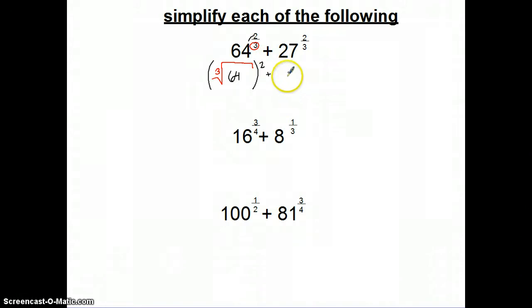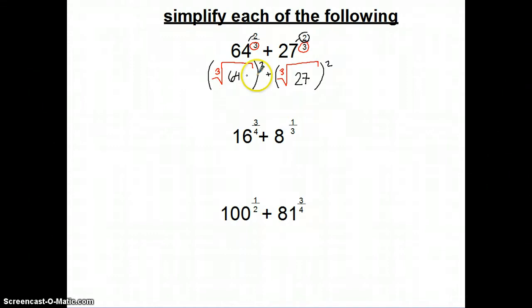For the 27, again, that denominator becomes the index of the radical, so inside the check I have a 3, and inside the radical I have 27 to the second power. The numerator of the exponent stays with the 27, but again, it's going to be much easier to put that exponent on the outside of the radical completely instead of just with the 27.